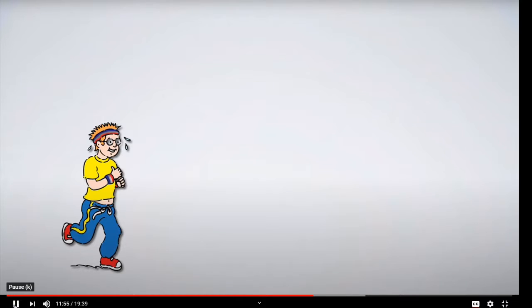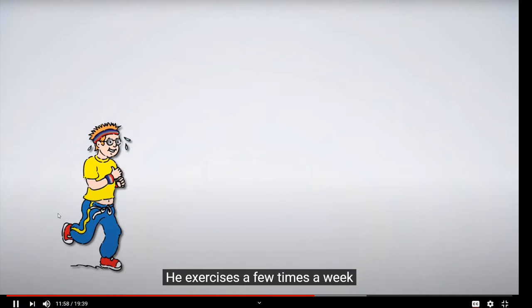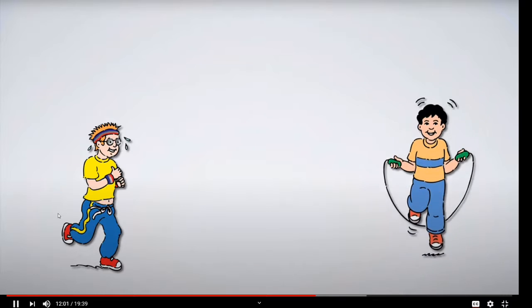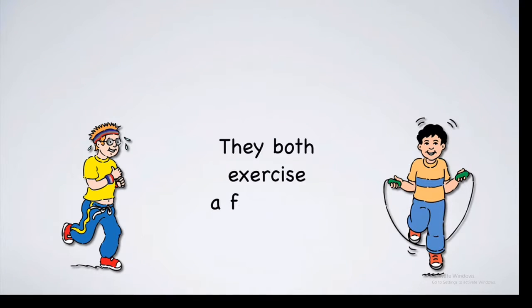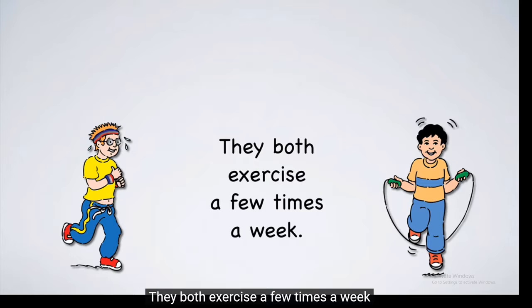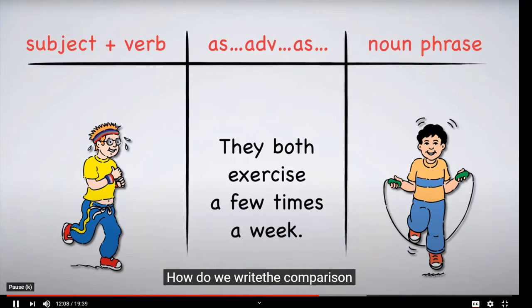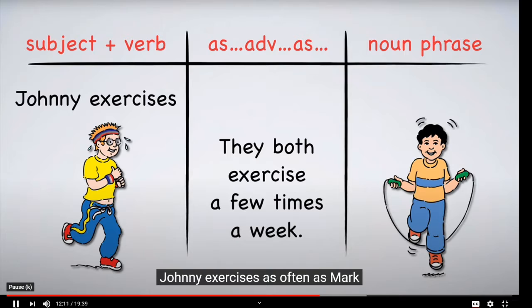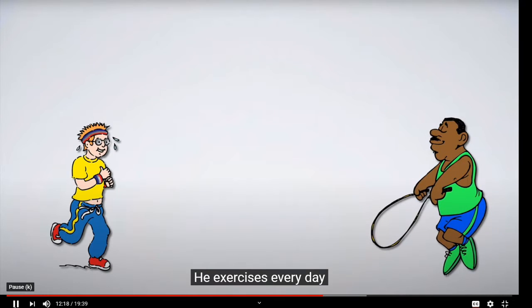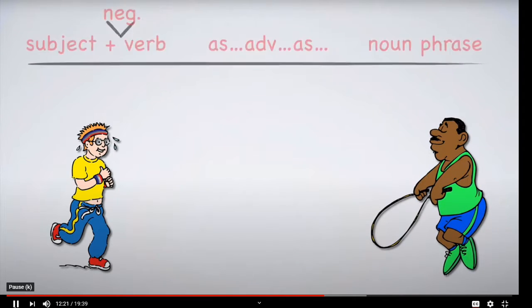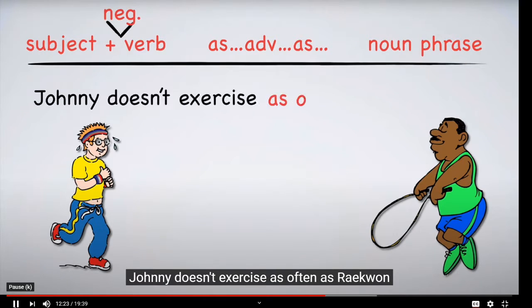Here's Johnny. Hello. He exercises a few times a week. So does Mark. They both exercise a few times a week. How do we write the comparison? Johnny exercises as often as Mark. This is Raekwon. He exercises every day. Johnny doesn't exercise as often as Raekwon.